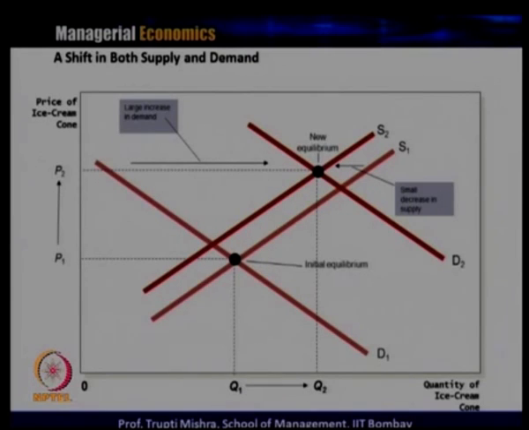So we can say that when there is an increase in the demand and a decrease in the supply, the equilibrium price and quantity both increase. But the point to remember here is that the increase in the demand is more than the decrease in the supply.